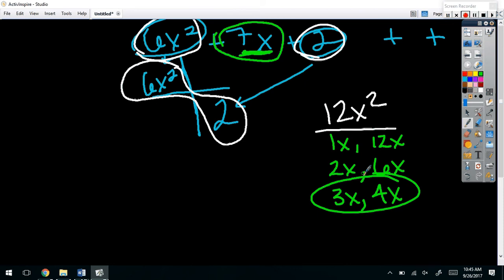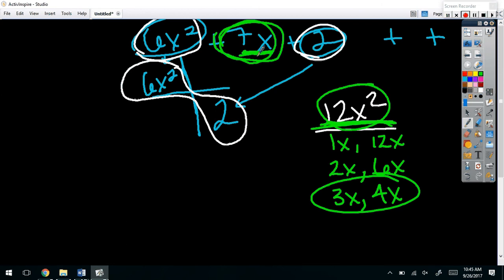3x plus 4x is 7x. 3x times 4x is 12x squared. But you still got to get it equal to the middle term. They have to multiply to this, but add to this. That's your challenge. So what you can do is list everything that multiplies to this and then look and say which of these add up to this.